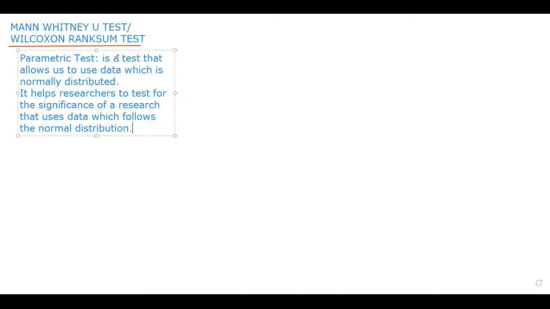Now, one may ask, when you talk of data which follows a normal distribution, what is the meaning? We are saying that data is normally distributed if it follows the normal curve. I hope we know the normal curve from quantitative methods last semester. A data following normal distribution is the type of data which follows the normal curve. I would like to draw the normal curve here.